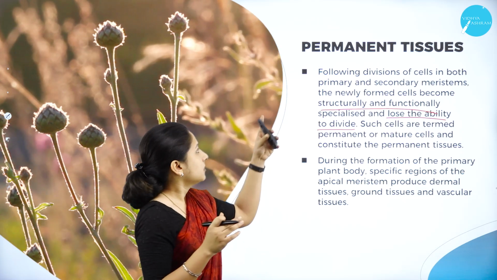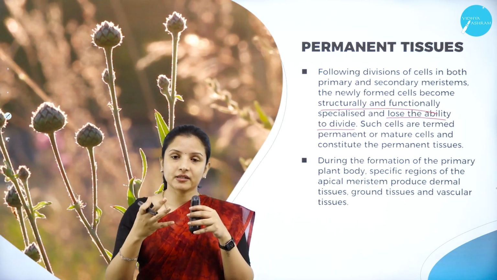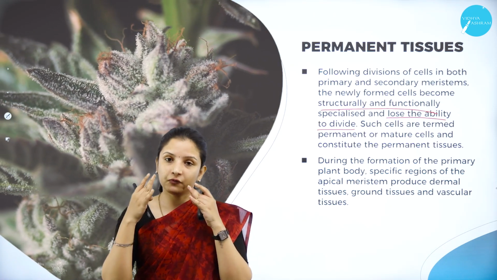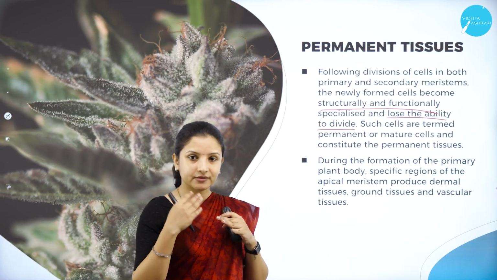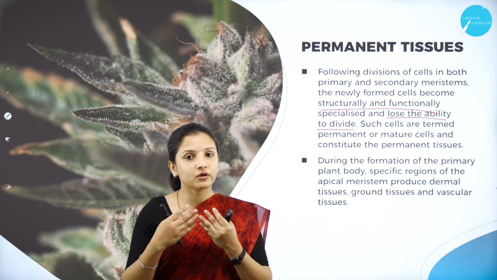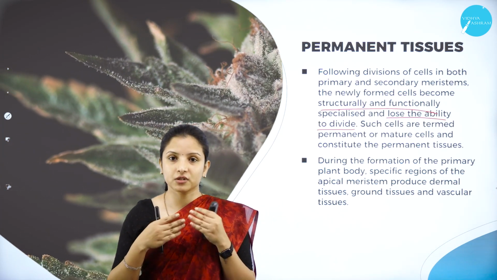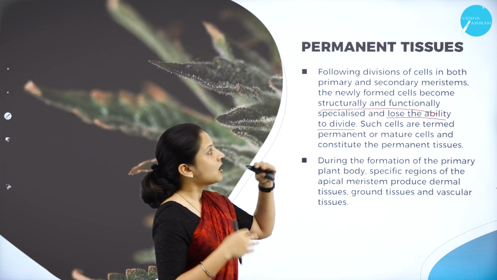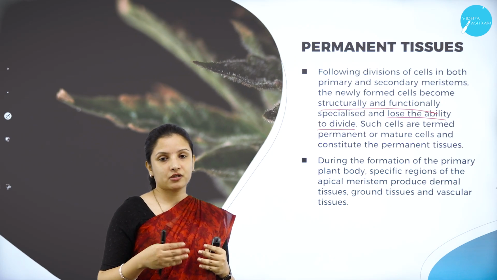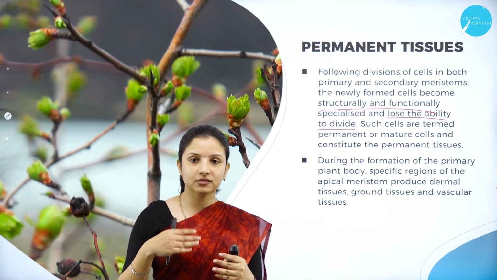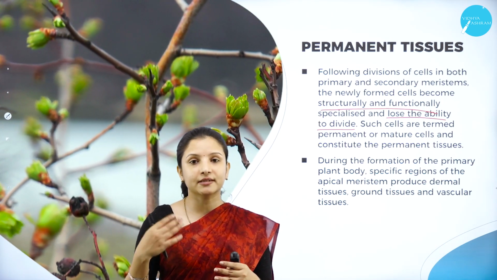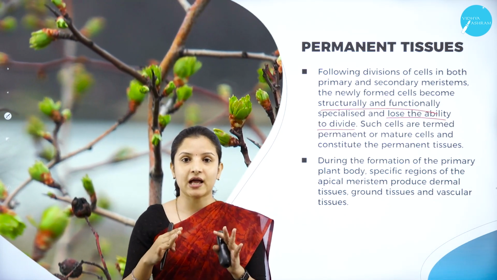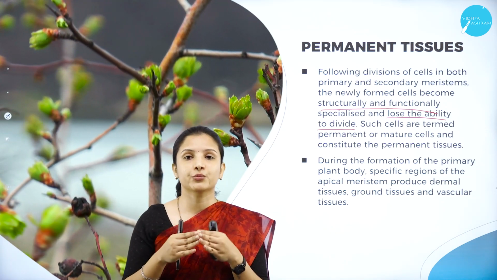And a few of the secondary meristems will enter into the permanent tissue. So once again the division takes place, just like the aging of the plant. When it reaches a stage wherein the cells no more divide, or the division of the cells completely stops, such tissues are called the permanent tissues. So following the primary division and the secondary division of the cells, a few cells in the plants will reach a stage wherein they stop dividing.